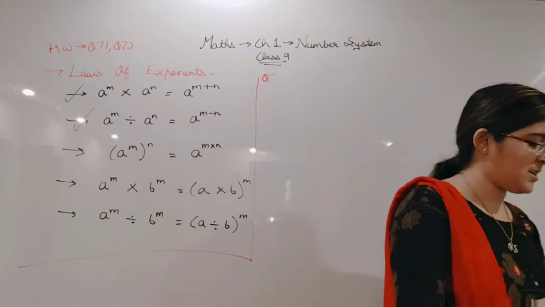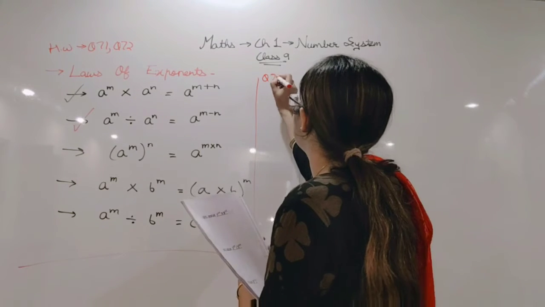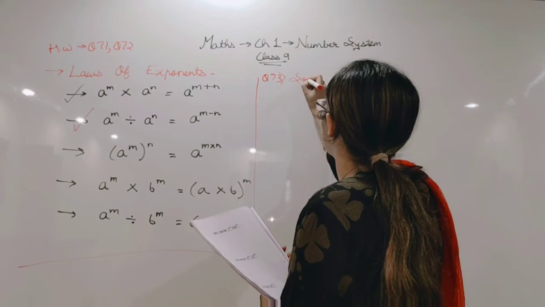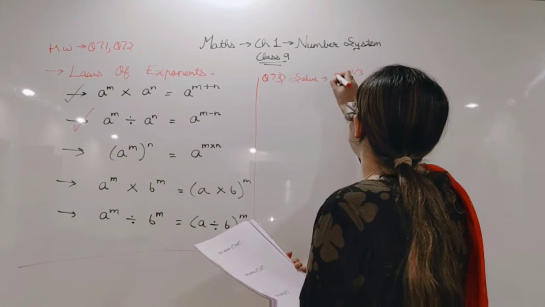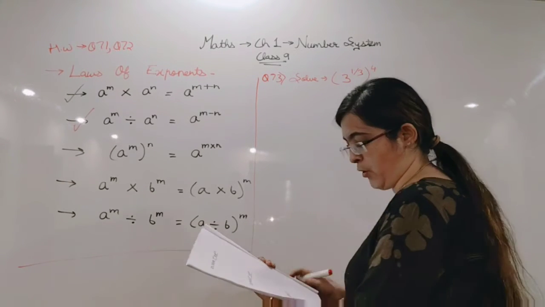Students, now see question 73. What is your question 73? Solve 3 to the power 1 by 3, whole to the power 4.